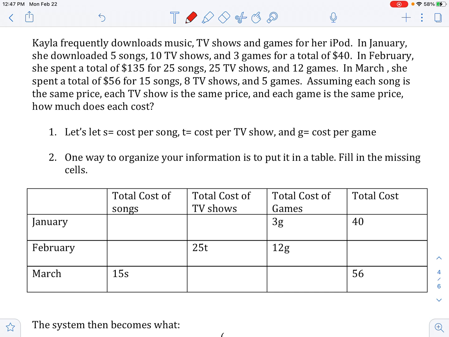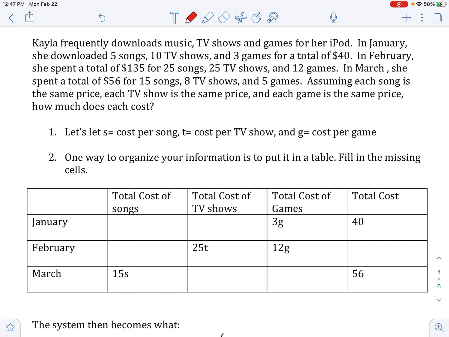All right. So remember in step 1, we were familiarizing, and in 2, we were translating. So we're going to let S equal cost per song, T equal cost per TV show, and G equal cost per game. And one of the ways that we like to organize information, perhaps, is with a table. So we're going to go ahead and fill in the missing pieces here.